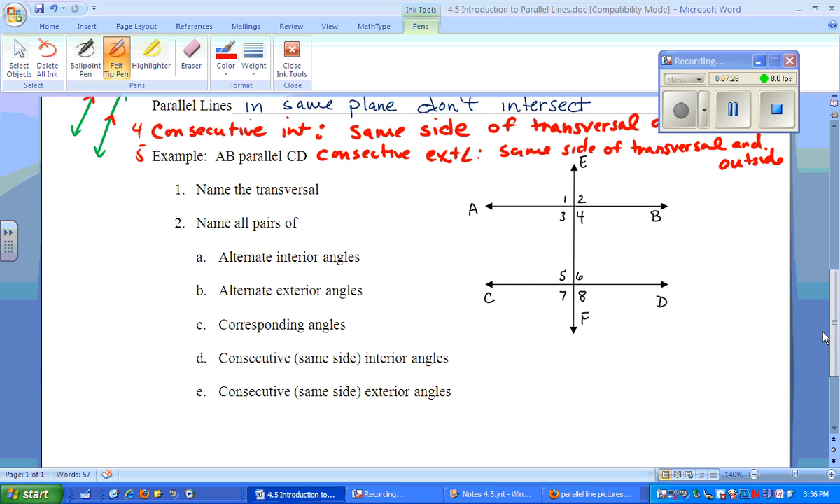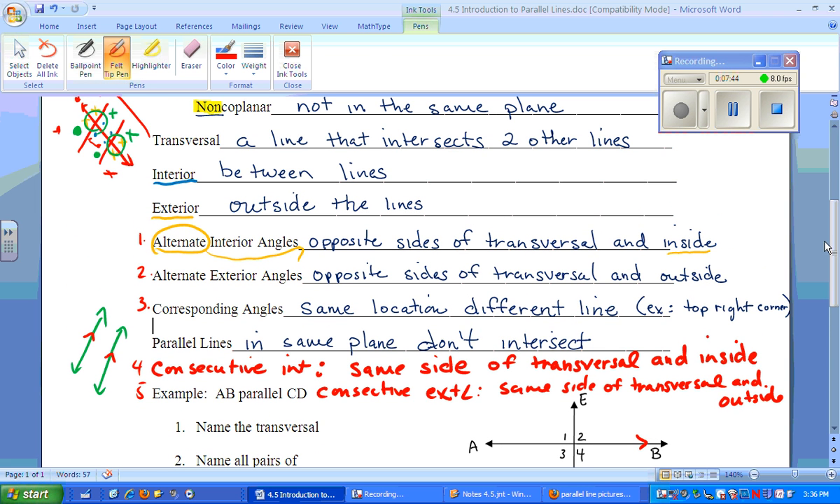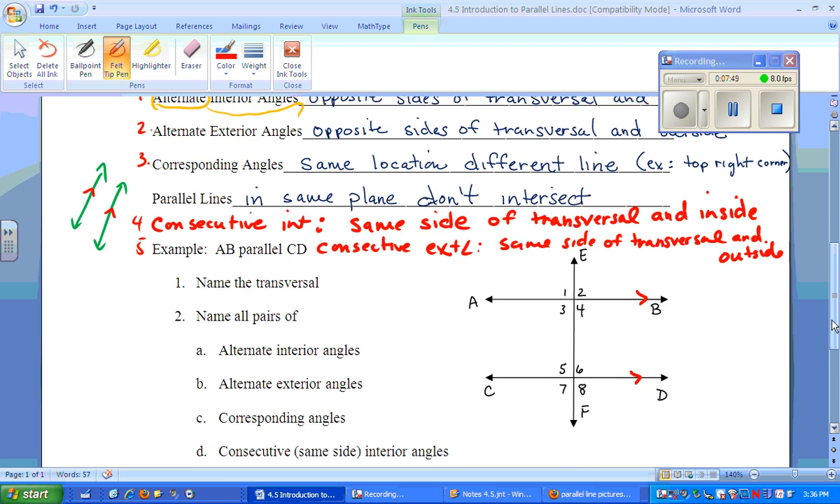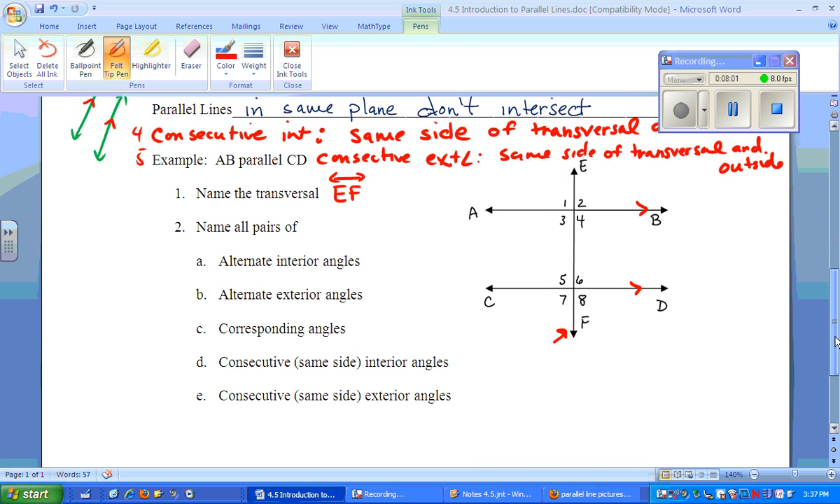Okay. So let's look at this picture here. AB is parallel to CD. The first thing we want to do is name the transversal. So we know that these are parallel. We'll mark the parallel symbols. We want to know what's the transversal. Well, the transversal is the line that cuts into the other two. It intersects the other two. So the transversal is going to be this line right here, which in our case is EF.